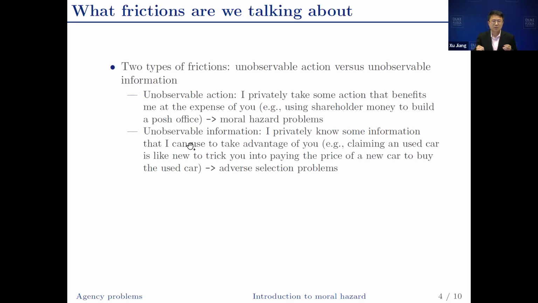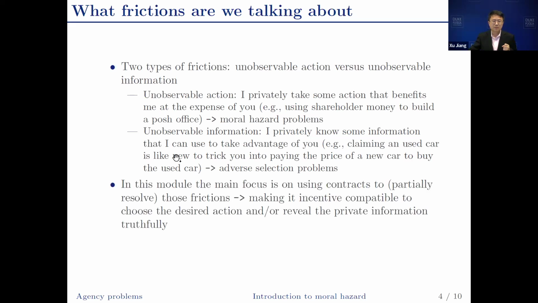The second type of friction is the unobservable information. So I privately know some information that I can use to take advantage of you. For example, if I'm a used car dealer, I know this used car has a lot of issues, but I can still claim that the used car is like new. So I can trick you into buying this used car with a lot of issues by paying close to the price of a new car. And this is what we call the adverse selection problems.